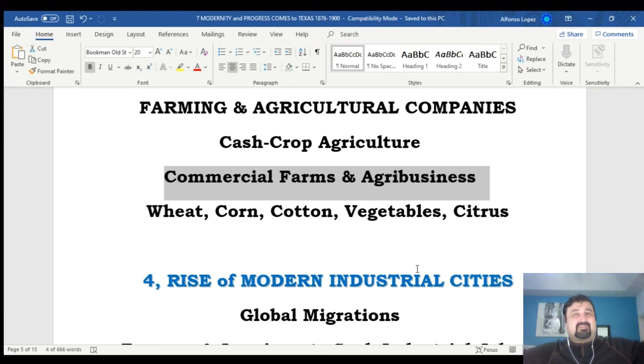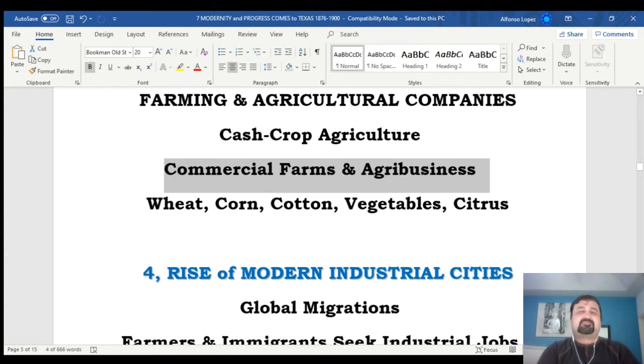Again, this is the era of mass production. Things like wheat, for example, corn, cotton, vegetables, citrus, again, because there's a growing demand for those products. And so this is a business, in other words. Again, it's an agribusiness. So again, this is also part of this modernization trend. It's not just the rise of industries, but even farming itself, the traditional way of living, the traditional way of doing work, which was traditionally in the past simply people growing their own food. This is going to turn into a business venture.